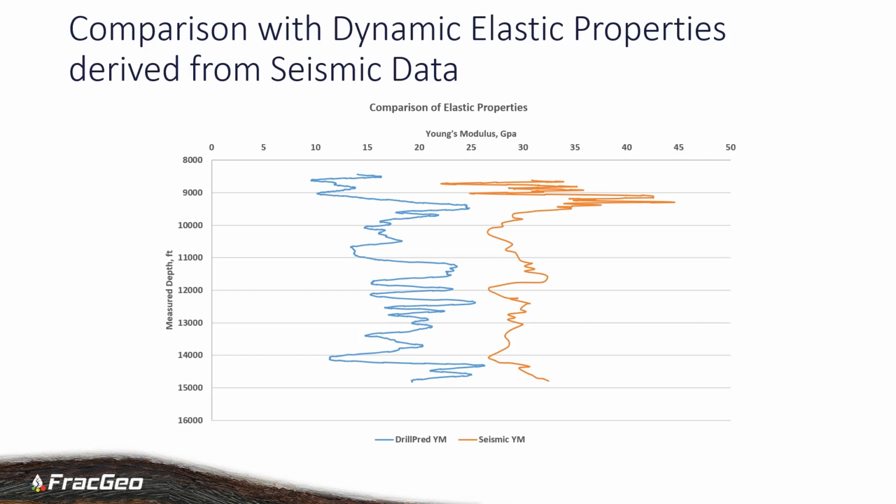So if you have core data, you can validate against that as well. But again, it's powerful to have both because now we can come up with a function that relates our static properties to our dynamic properties, which means we can convert our 3D seismic related elastic properties to static properties, which is what we need for our engineering workflows.